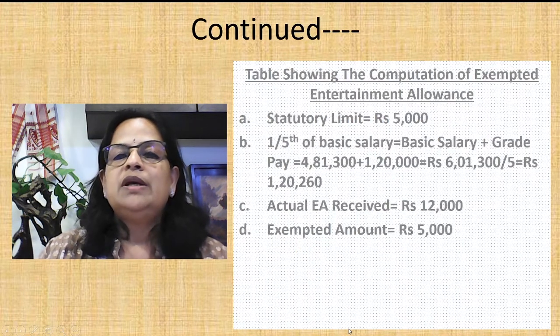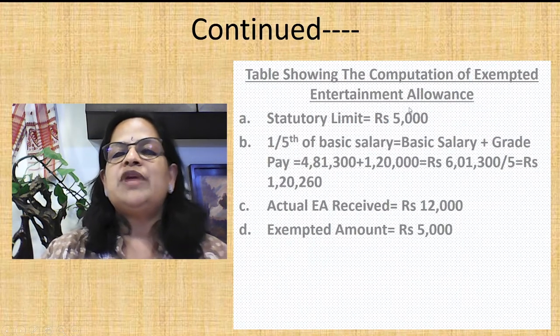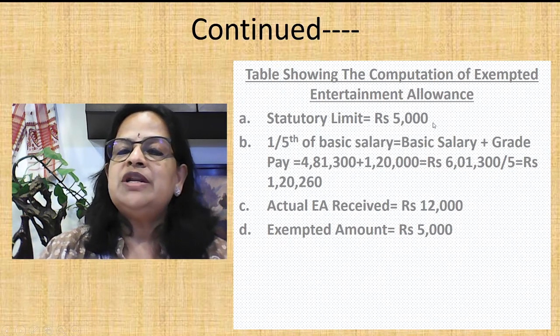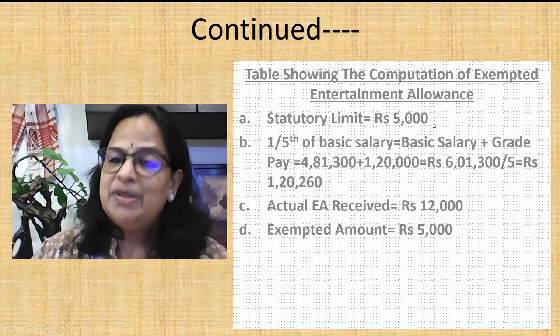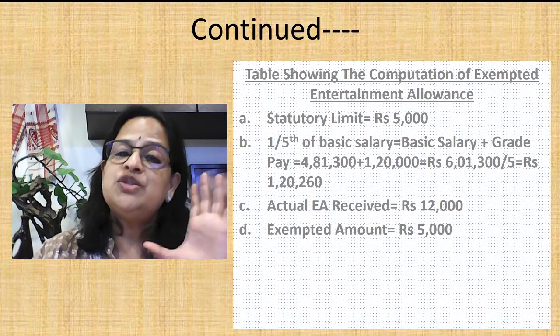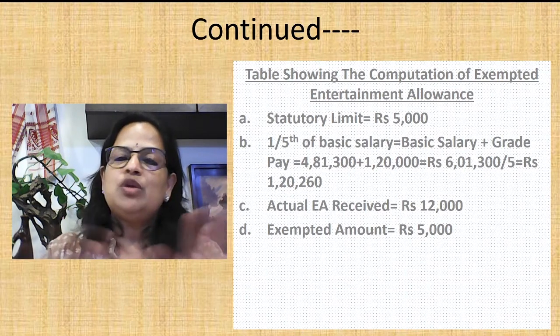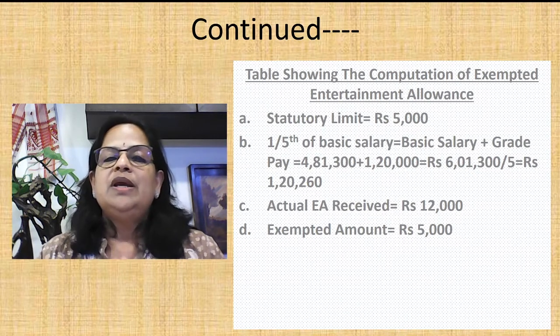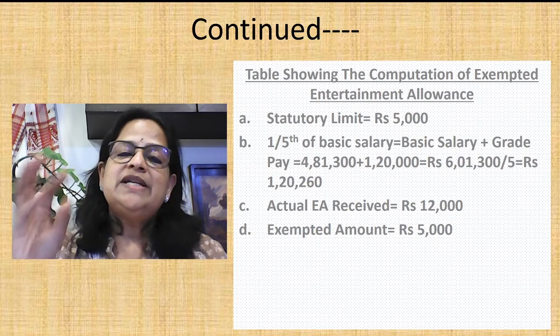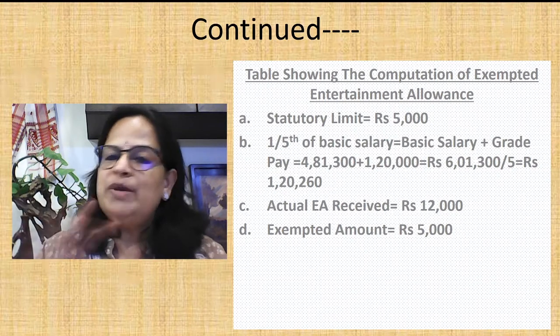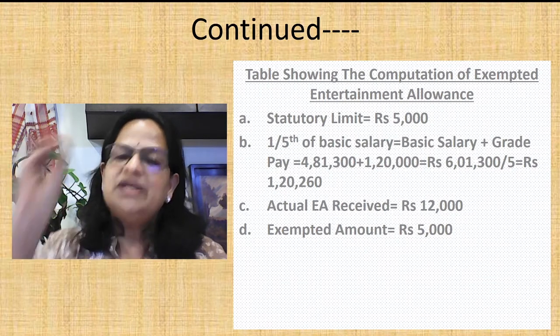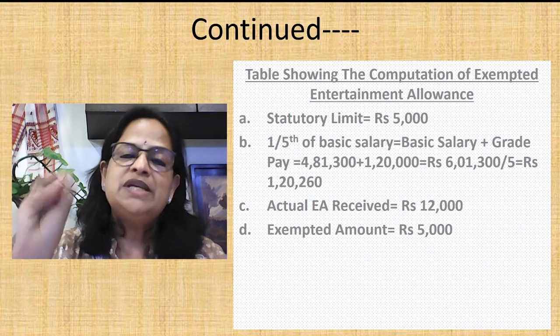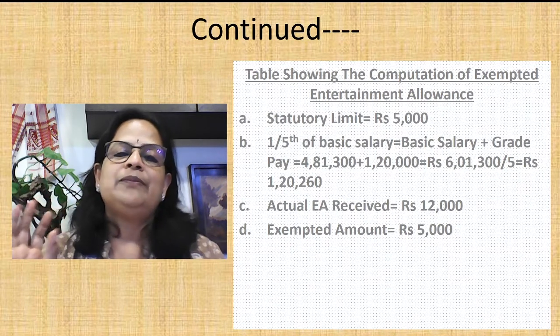Now, how do you get the exemption for entertainment allowance? The statutory limit is 5,000. It's not per month, it's per annum. It's the statutory limit; you don't have to remember it as per month or per annum. Most of the students will take it as 5,000 per month, but there is no per month or per annum. The statutory limit is only 5,000. Please remember, it's 5,000 only.